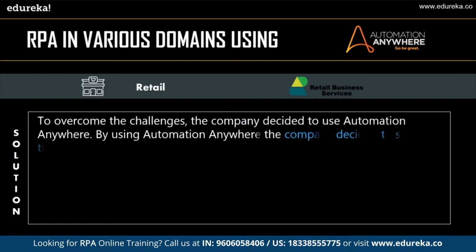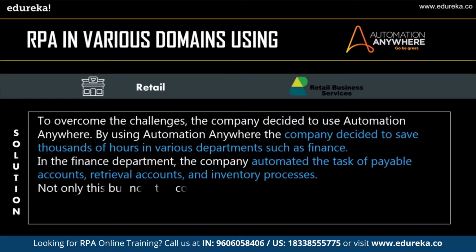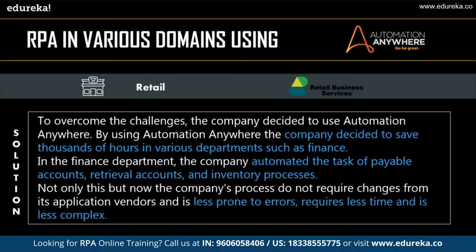To overcome the challenges, the company decided to use Automation Anywhere. By using Automation Anywhere, the company saved thousands of hours in various departments such as finance. In the finance department, the company automated the tasks of accounts payable, accounts receivable, and inventory processes. Not only this, but now the company's processes do not require changes from its application vendors, and are less prone to errors, require less time, and are much less complex.